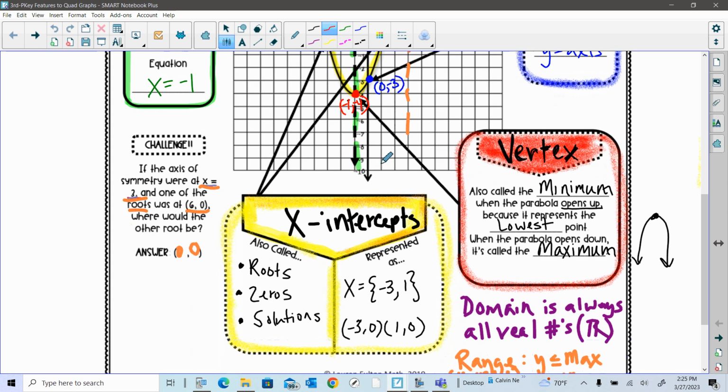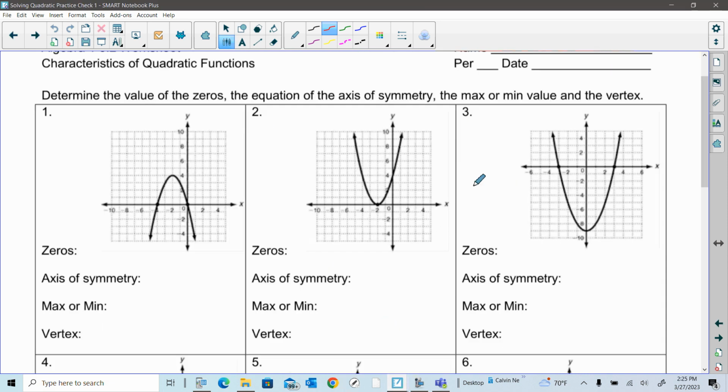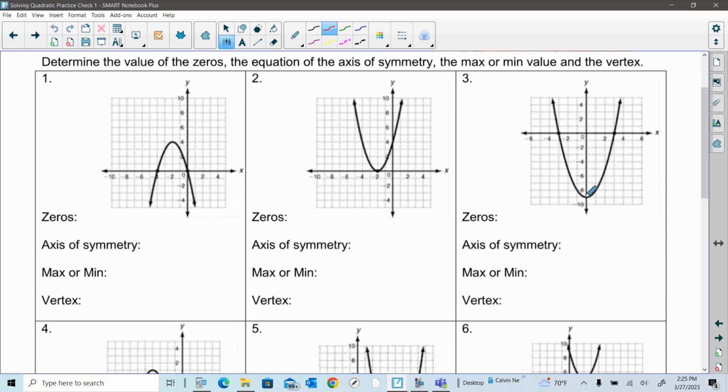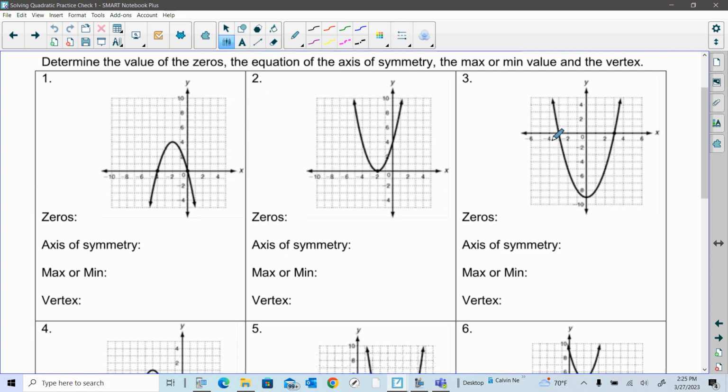And then we talked about domain and range. Domain is always all real numbers. Range depends on if you have a max or a min. So on the back of this worksheet, they want you to identify the parts. The 0, that's basically the x-intercept. So we can physically see where the parabola, the U-shape, crosses the x-axis. So I can write it as x equals -3 and 3, or I can do it as an ordered pair, (-3, 0) and (3, 0).